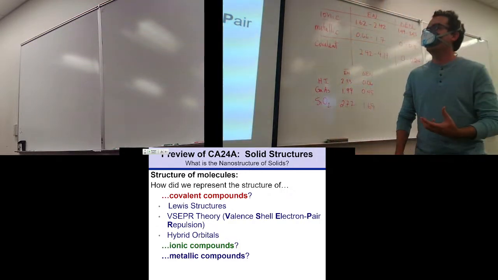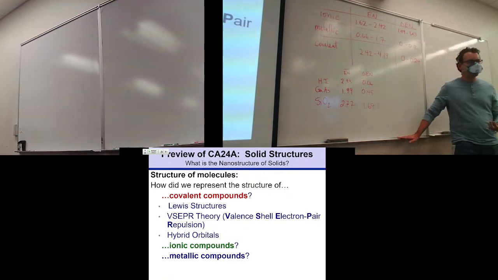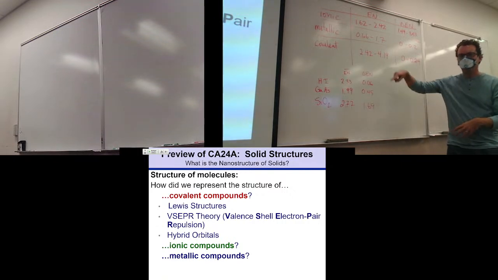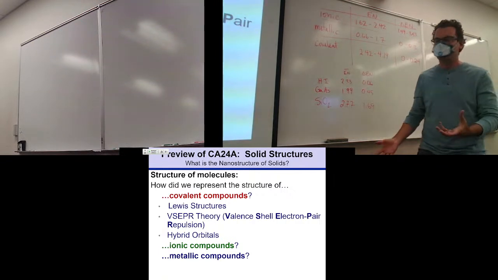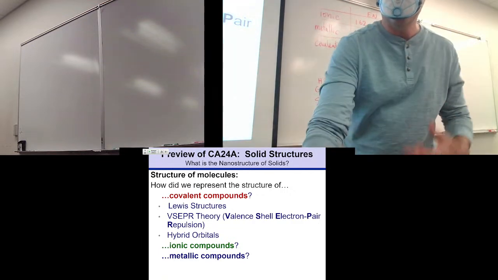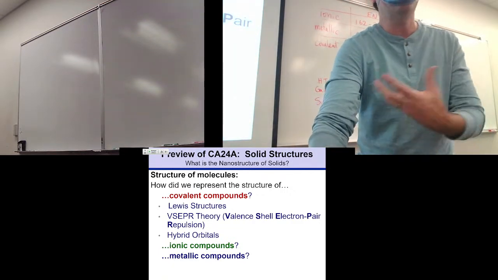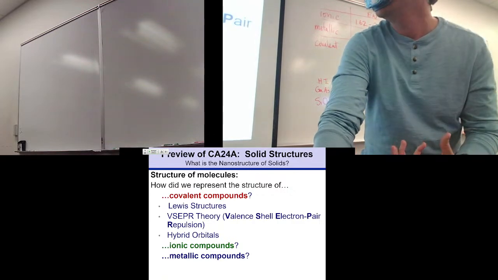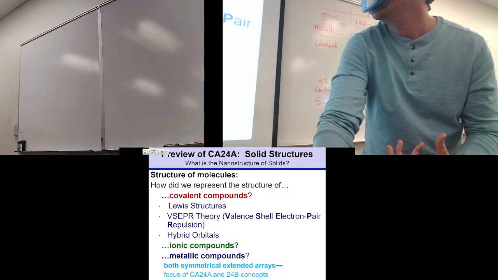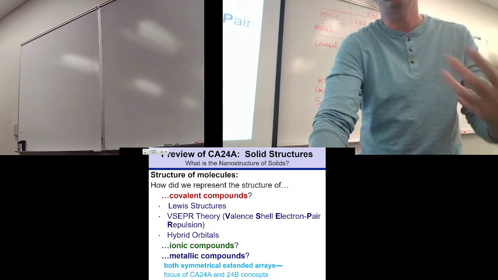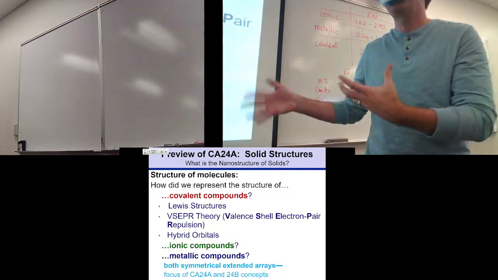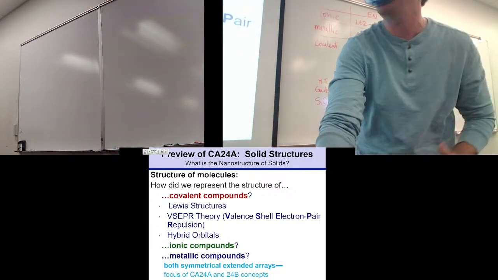So how do we describe the structure of ionic compounds and metallic compounds? Up until now, we've just been kind of hand-waving. I think I did a picture of alternating sodiums and chlorines in a 2D structure that you just imagine as 3D too. So let's get to a formalized understanding of how to describe these structures. Both ionic compounds and metals have these symmetrical extended arrays. So they're both crystalline. They both have these repeating patterns for the atoms.